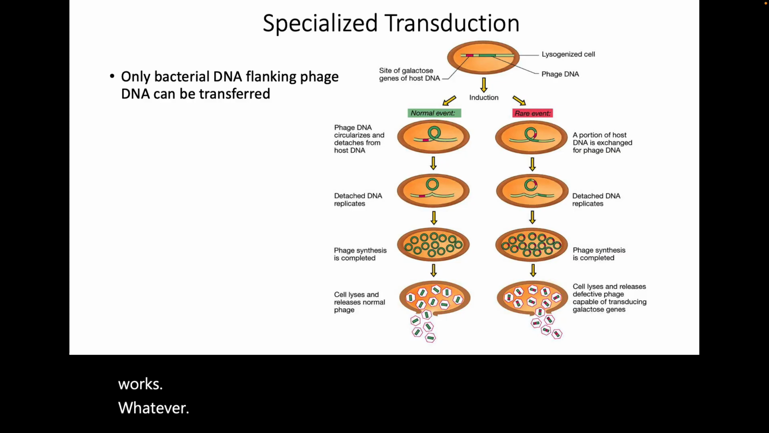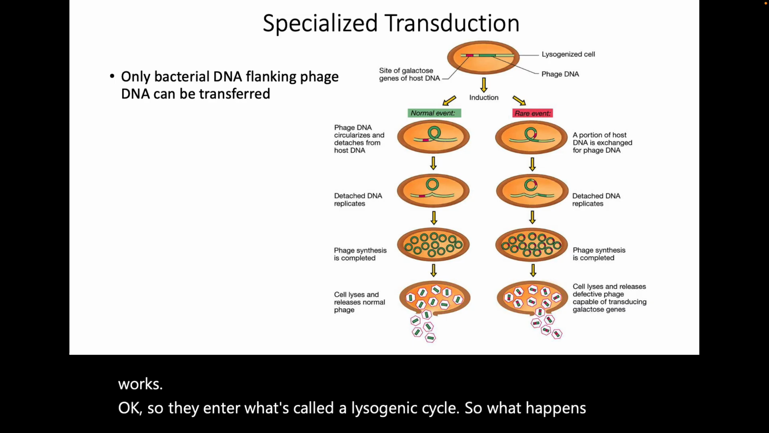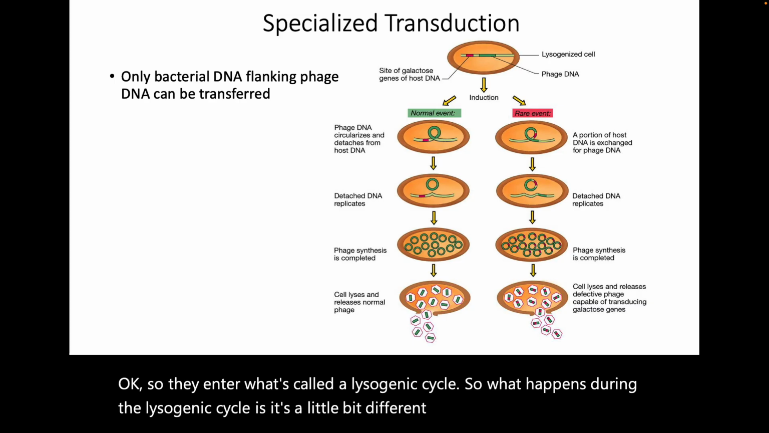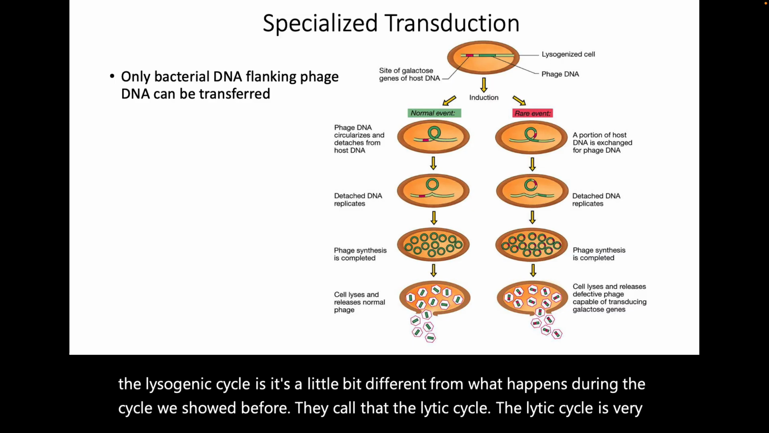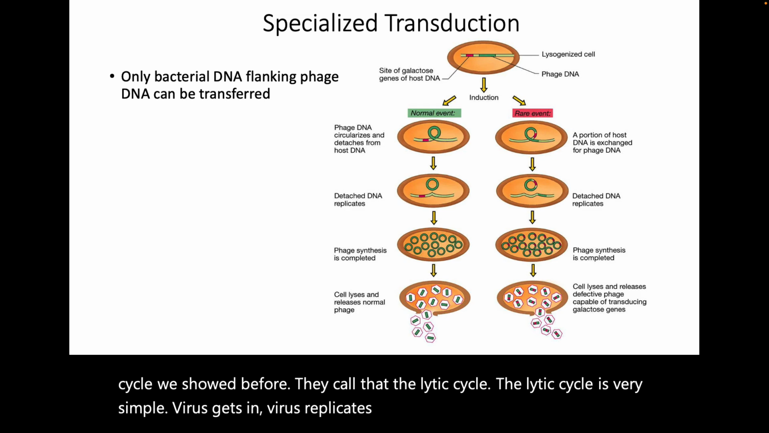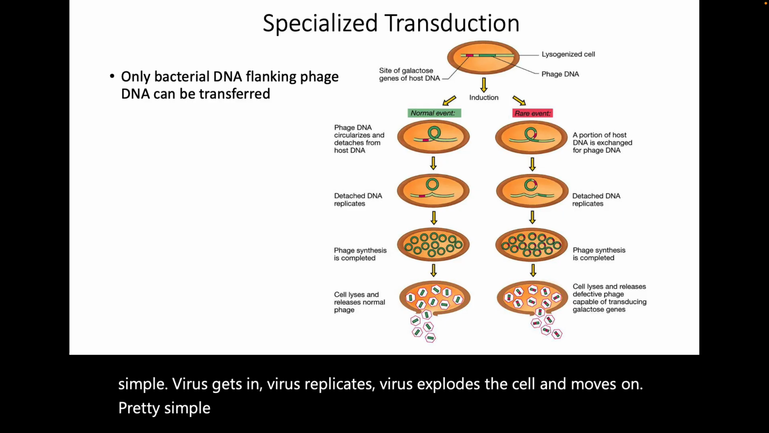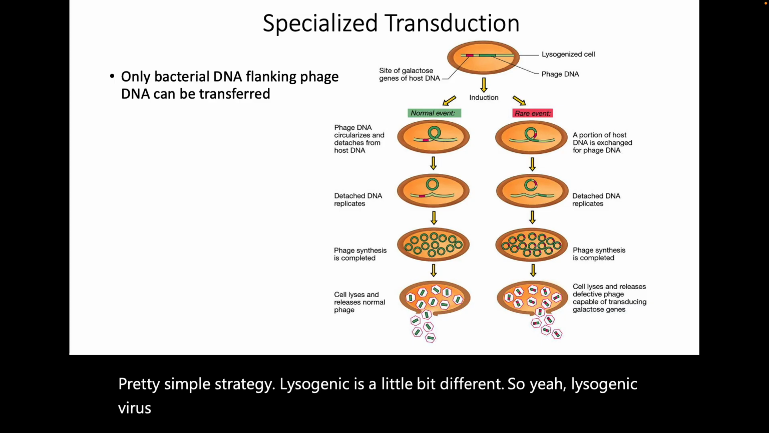Okay, so they enter what's called a lysogenic cycle. What happens during the lysogenic cycle is a little bit different from what happens during the cycle we showed before. They call that the lytic cycle. The lytic cycle is very simple. Virus gets in, virus replicates, virus explodes the cell and moves on. Pretty simple strategy. Lysogenic is a little bit different. Virus gets in, and we'll see this in the animation.